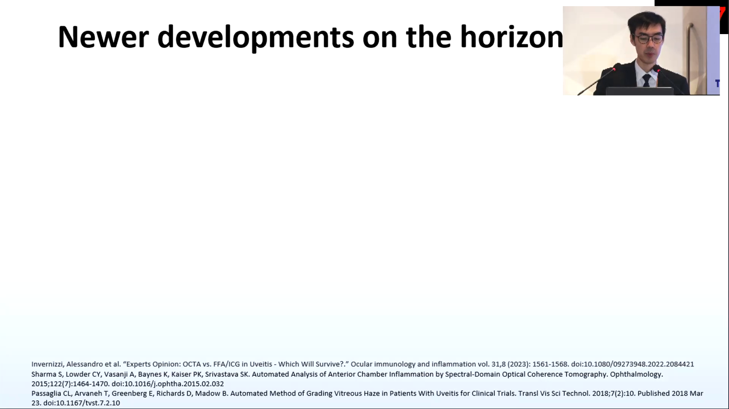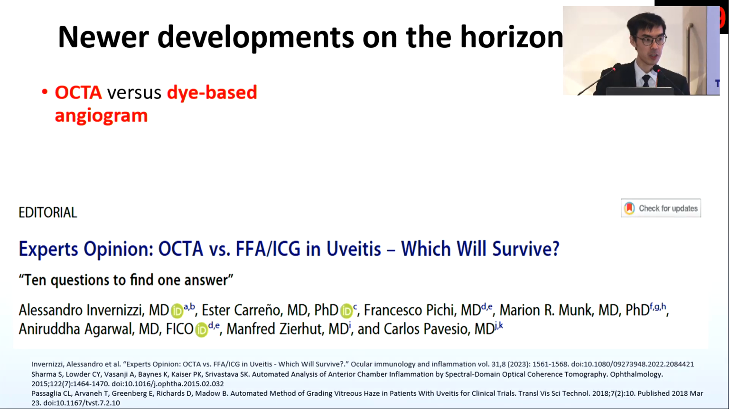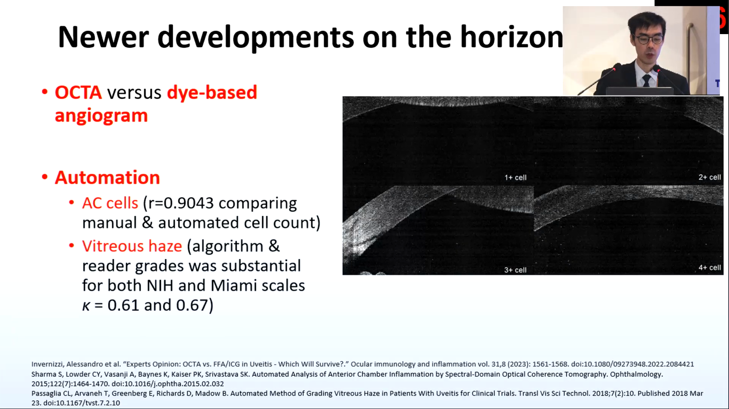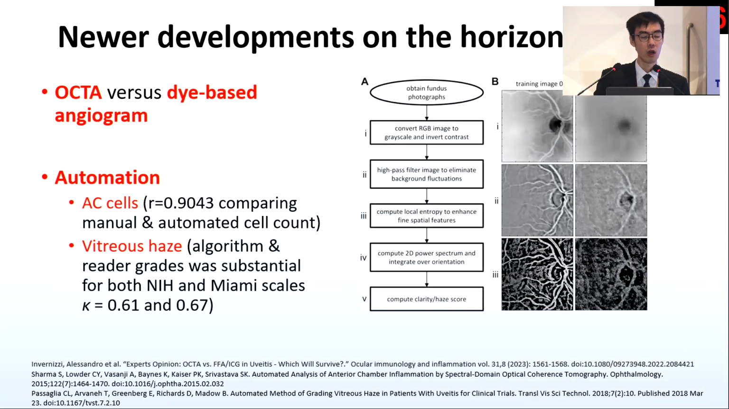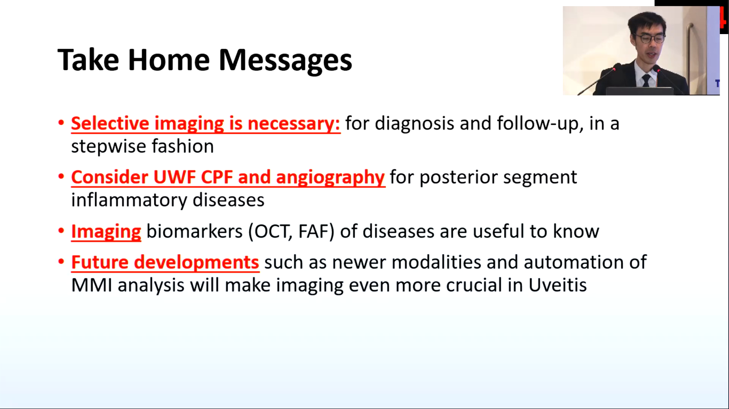No talk about current perspective can leave out the debate between OCTA and dye-based angiograms. I am not going into that because I'm not an expert, but I will refer you to this excellent editorial which people have written to try and allow us to understand the place of these two imaging modalities in our practice. Moving on, automation is a big thing now in ophthalmology and all of medicine. So people have also tried to use machine learning and artificial intelligence to quantify AC cells and vitreous haze. All these will probably serve to strengthen the need for imaging in our future uveitis patients.